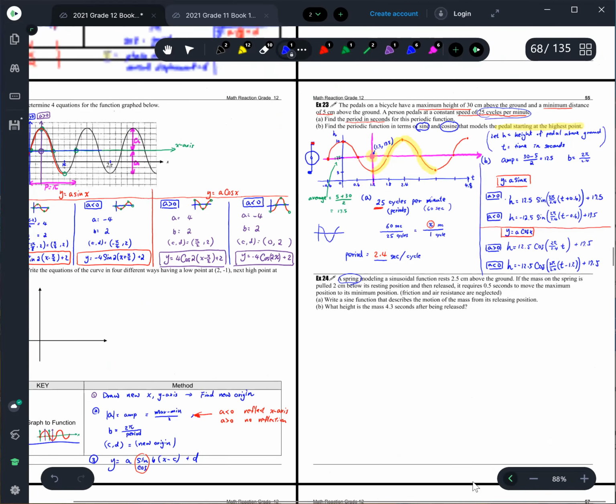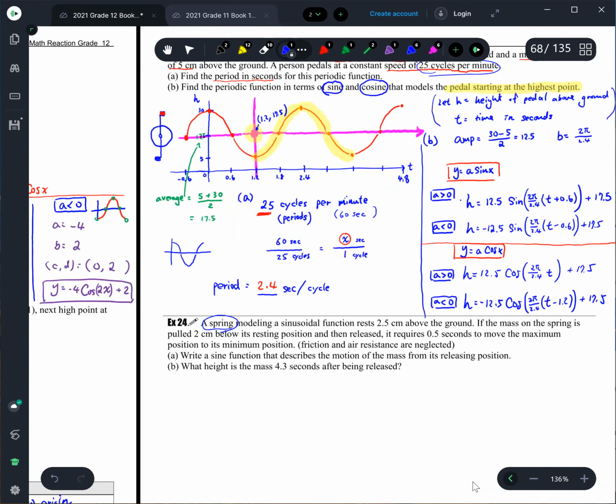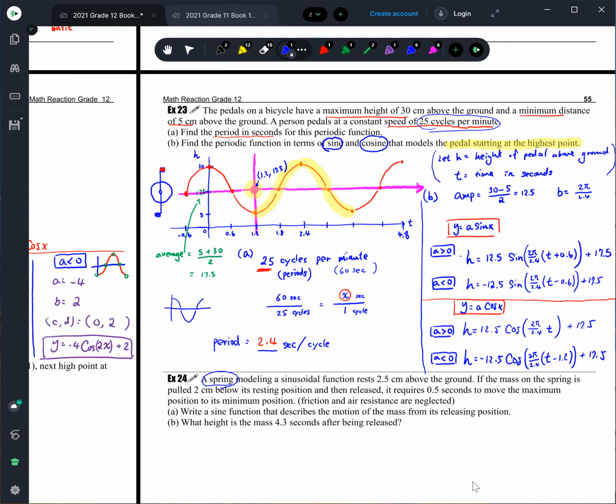Of course, right now you'll be wondering why we bother to find out the height of the pedal. Of course, you can use the same idea and apply it to many different places.